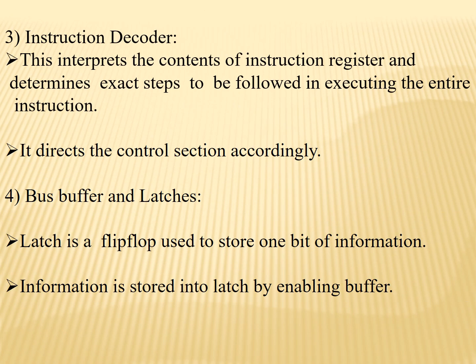So what is the function of the instruction decoder? It interprets the contents of the instruction register and determines the exact steps to be followed in executing the entire instruction. So the instruction decoder has two functions. It interprets what is the type of instruction, and to execute the instruction, what are the exact steps to be followed, and that information is given to the timing and control section. That is why we say the output of the instruction decoder is gated to the timing and control unit.